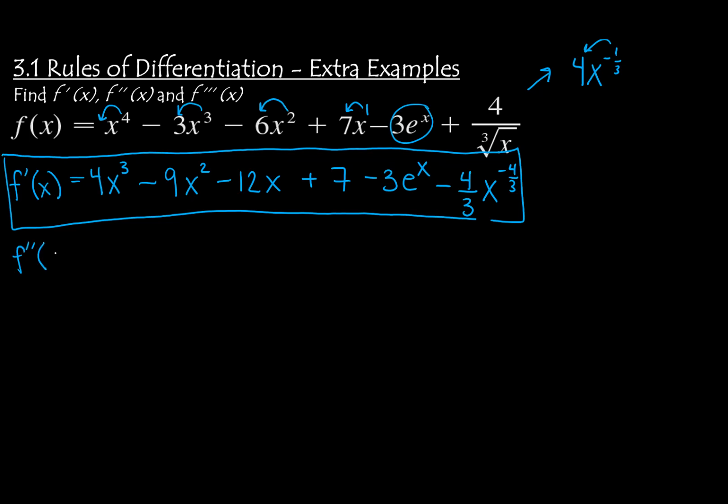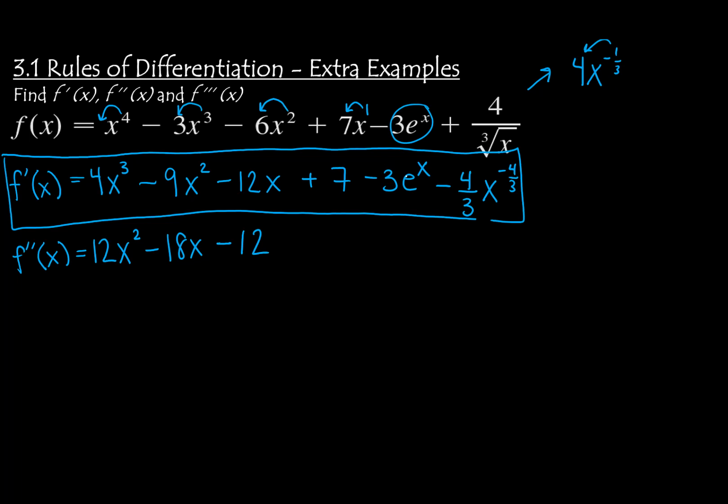Okay, second derivative. Let's do this. All right, I'm going to take the 3 times 4. That's going to give me 12. Reduce the power by 1. That's going to give me 2. Then I'm going to take the 2 times the negative 9. So that's going to give me negative 18. And then I'm going to reduce this x squared to an x to the 1. This negative 12x is like saying x to the 1. So I'm going to take 1 times negative 12, which gives me negative 12. The x turns into x to the 0, so I don't have to write that down. The derivative of 7 is 0, so I'm not going to write that down.